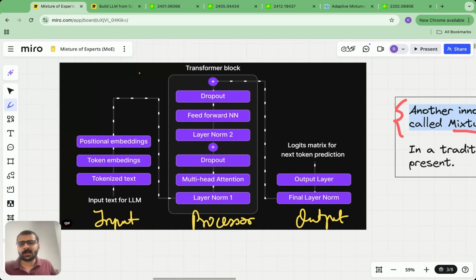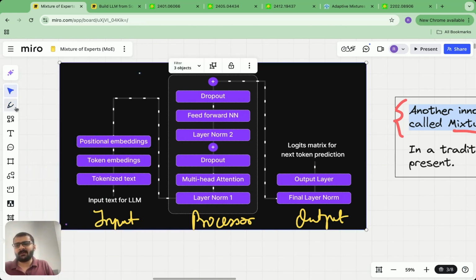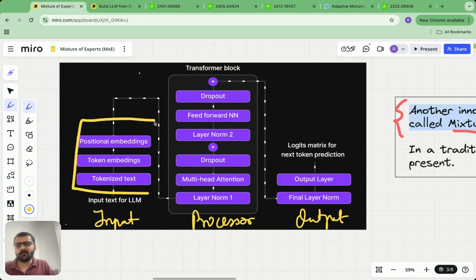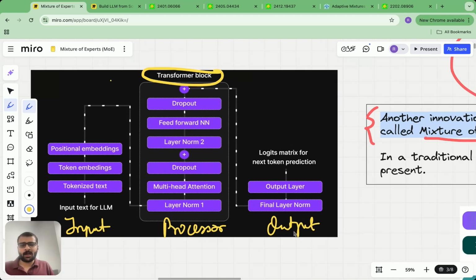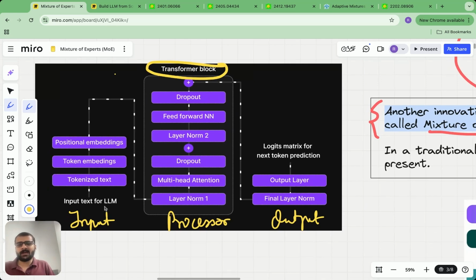So if you look at the transformer block, it looks something like this. We have an input. So let me play this GIF once for your understanding. We have an input block where we have tokenization, token embeddings, positional embeddings. We have the transformer block where all the magic really happens. Here we have the layer normalization, multi-head attention, dropout, another layer normalization, feed forward neural network, dropout, and then we have an output layer where the input embeddings are converted into the logits matrix and then we predict the next token.